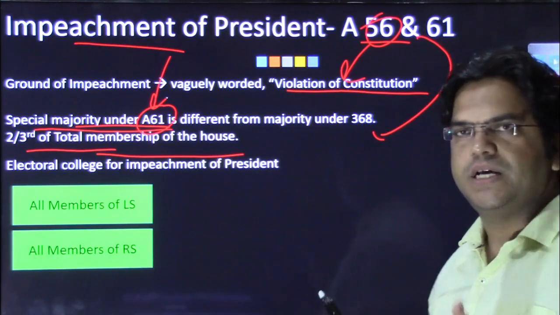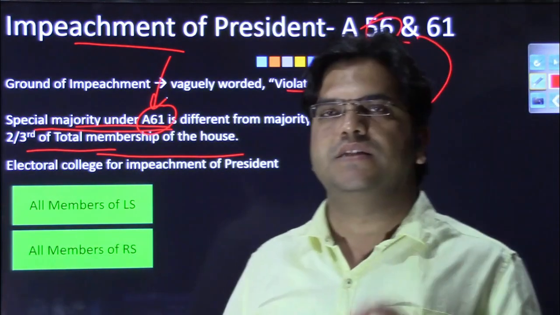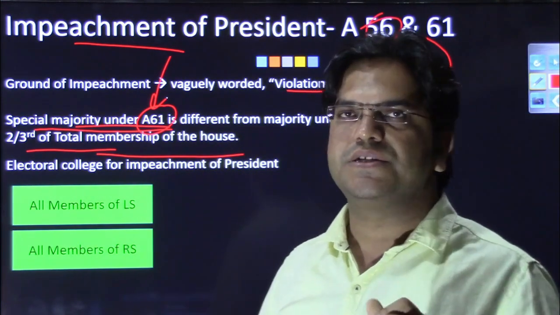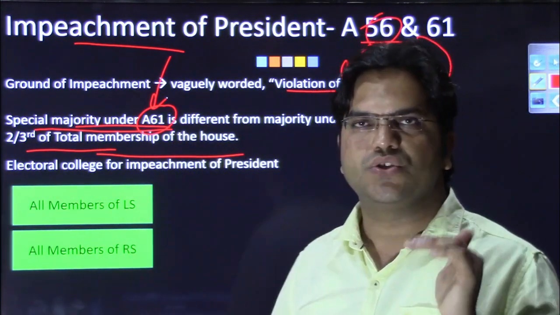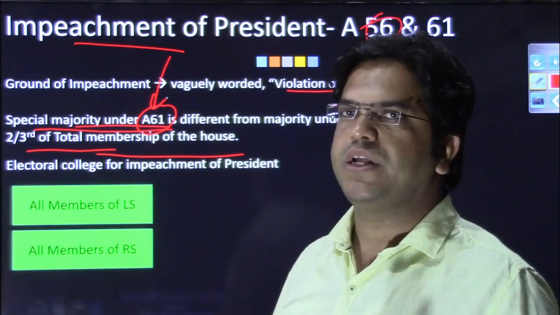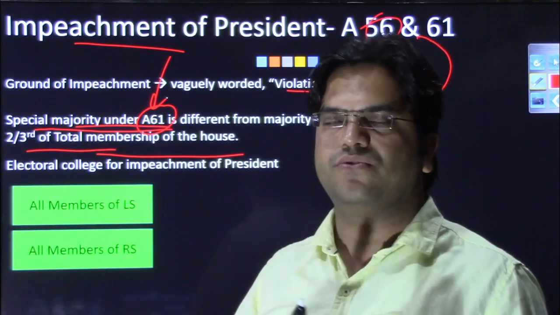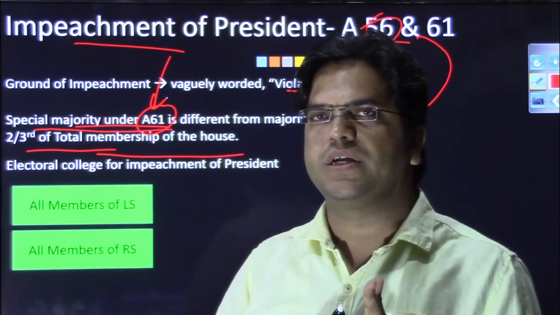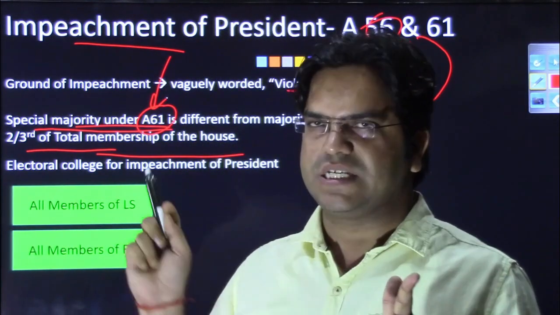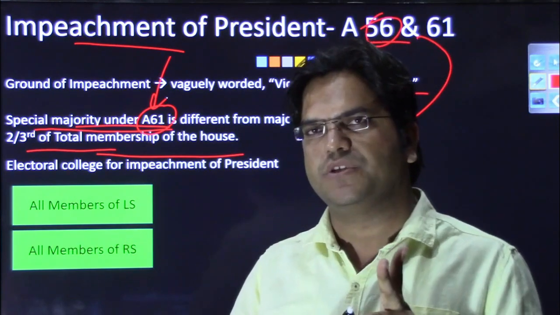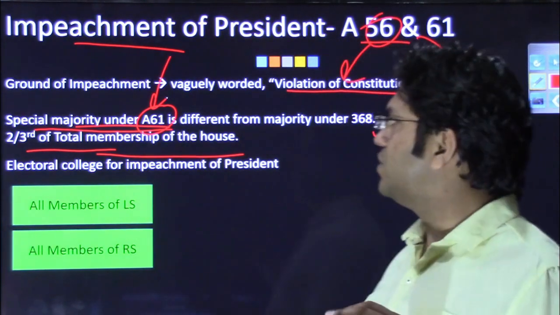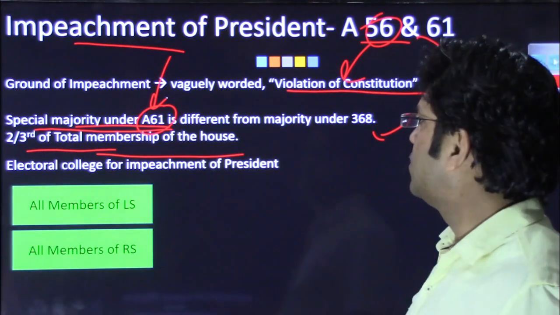I hope you do have clarity. So let me emphasize again that the special majority mentioned in Article 61 in relation to the impeachment of the president is totally different from the special majority of Article 368. You do have a special majority under Article 249 as well, you do have a special majority under Article 61, and you do have a special majority under 368 as well. So these are three kinds of special majority, but Article 61 is totally different.